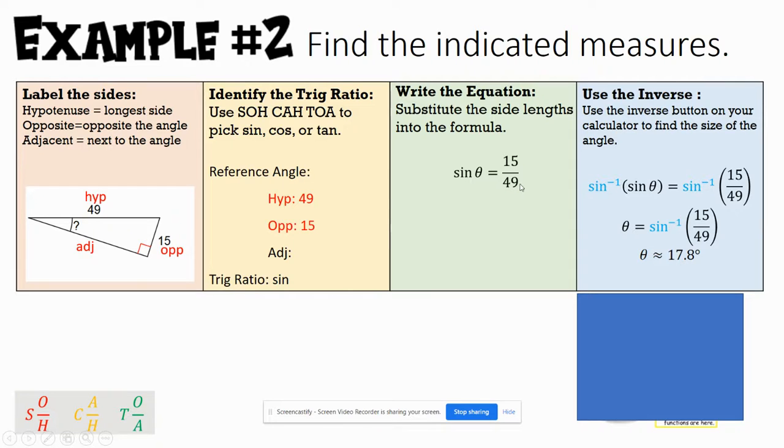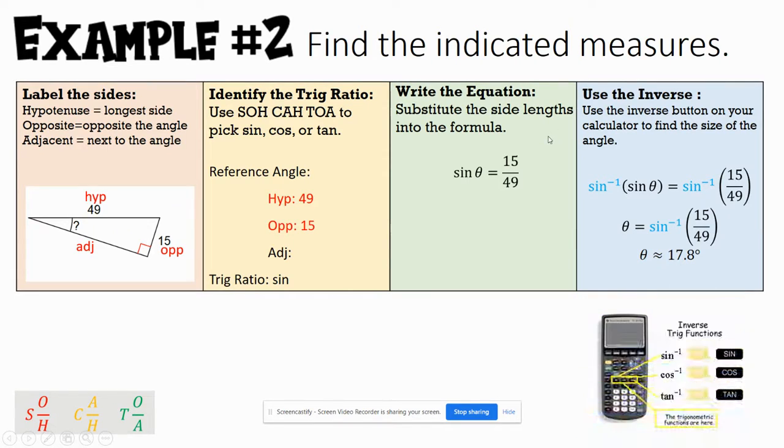If my goal is to find an angle, I'm going to have to take the inverse sine of both sides. On the left, these undo one another. So you are going to have that angle all by itself. And then you would go to your calculator and you would enter in inverse sine of 15 divided by 49. And you end up with about 17.8 degrees.